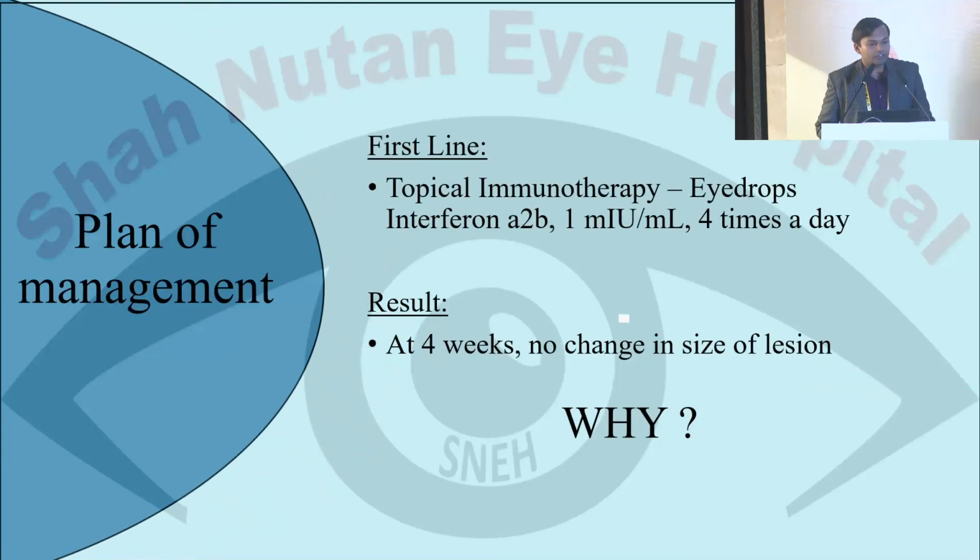Now our first challenge was whether to go for surgery in a bilateral case with severe dry eye, or go with conservative management. So we went ahead with topical immunotherapy, that was interferon alpha 2B drops, 1 million international units 4 times a day. At 4 weeks, there was no change in the size of the lesion. Why? This was our first challenge.